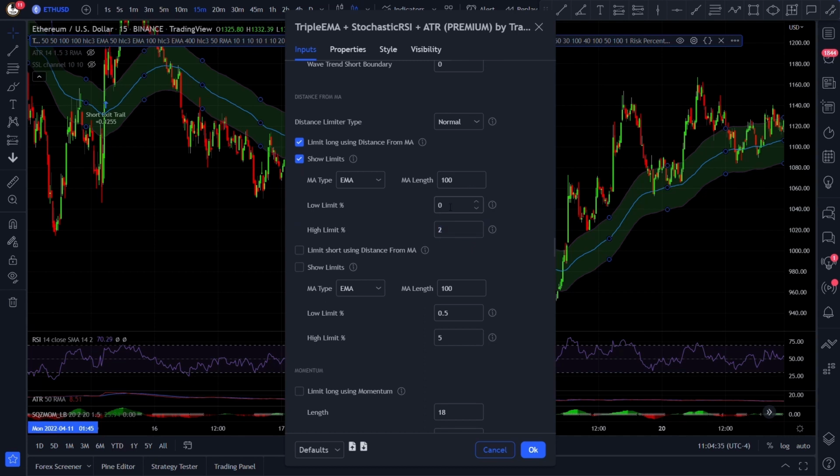If I set the low limit to 1% and leave the high limit at 2%, now the strategy is only allowed to enter into a long position if the entry level is between a 1 to 2% distance from the 100 length EMA. If we take a look at the settings again, on the top you can see the distance limiter type here. Now we have the normal option set up, which I just showed you, but you can choose to use a reverse option. Let's see how it works.